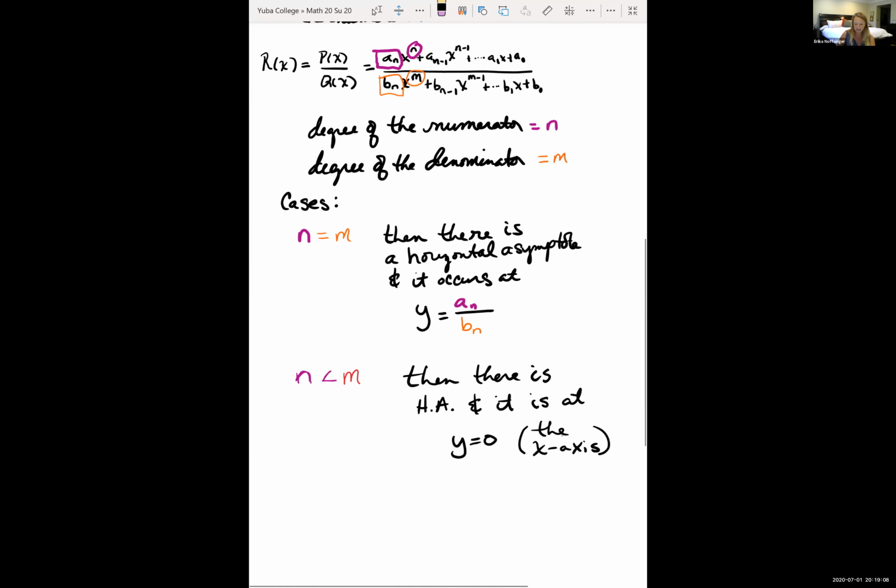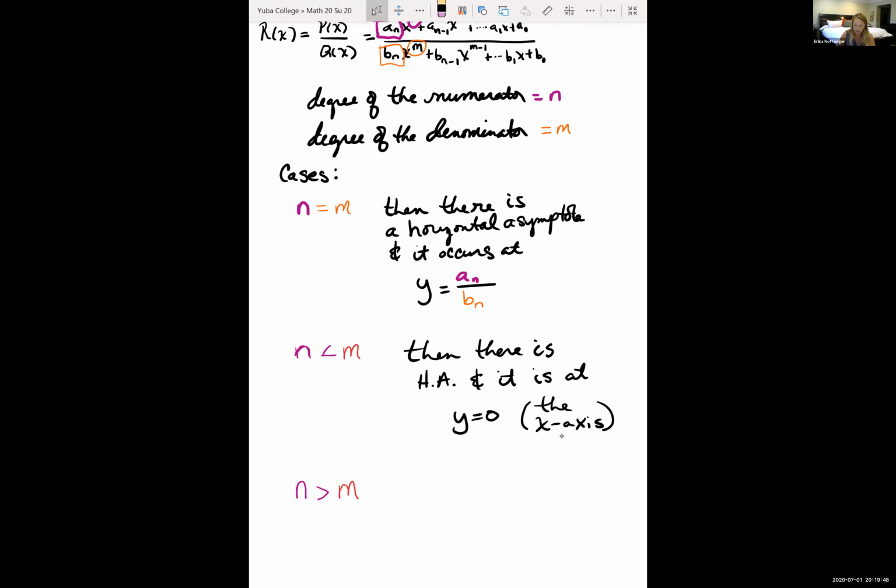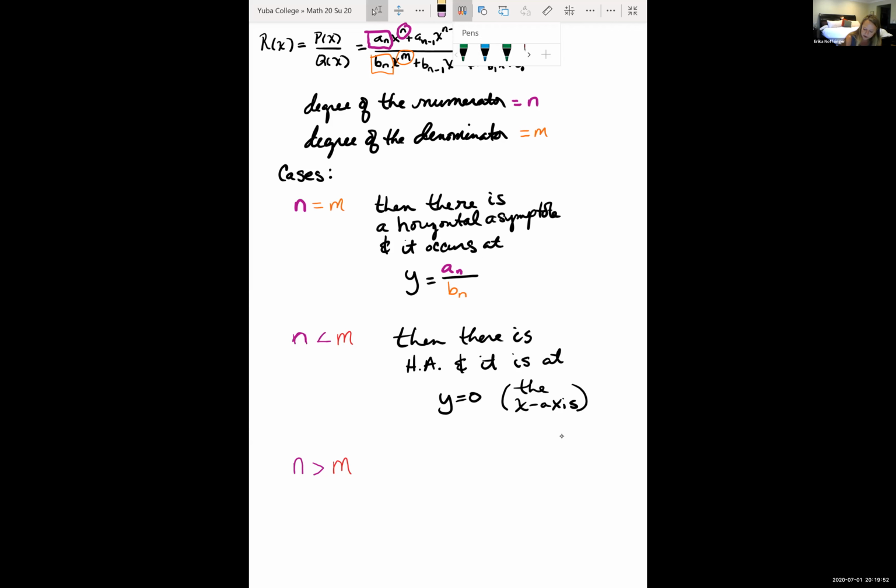Okay, so the last case scenario is when the degree of our numerator is bigger than the degree of our denominator. So in this case, n is bigger than m. If this is the case, no horizontal asymptote occurs because the degree of the numerator is growing faster than the degree of the denominator. And so that's going to be blowing up to either positive infinity or negative infinity, depending on the coefficients in front, if that gives us a positive or negative. This actually gives us what is called a slant or an oblique asymptote in some cases. But let's first put here that no horizontal asymptote occurs.